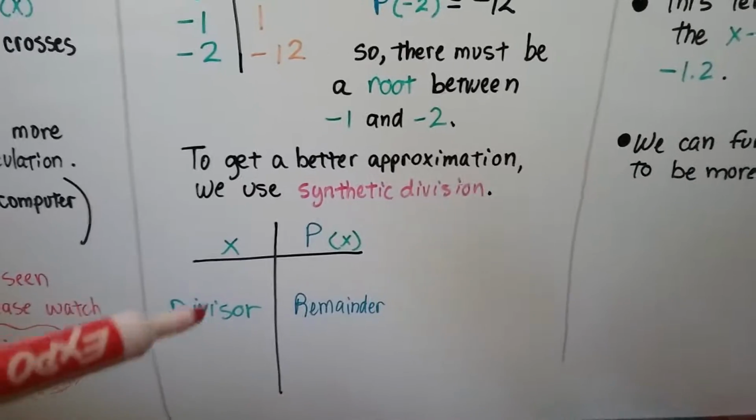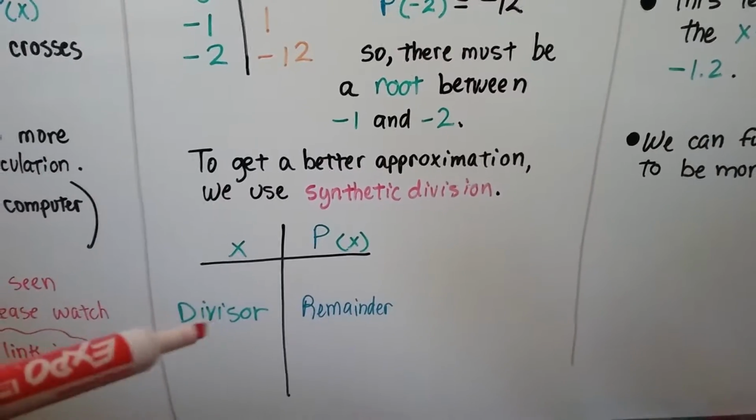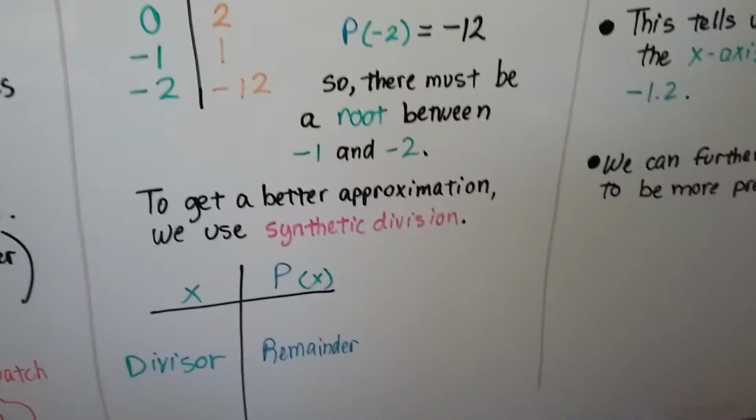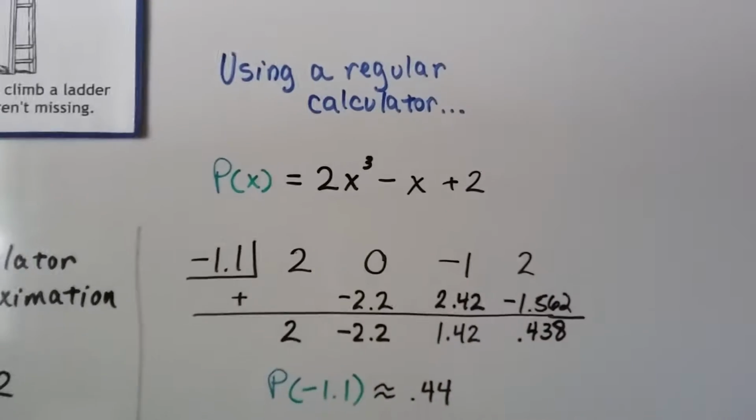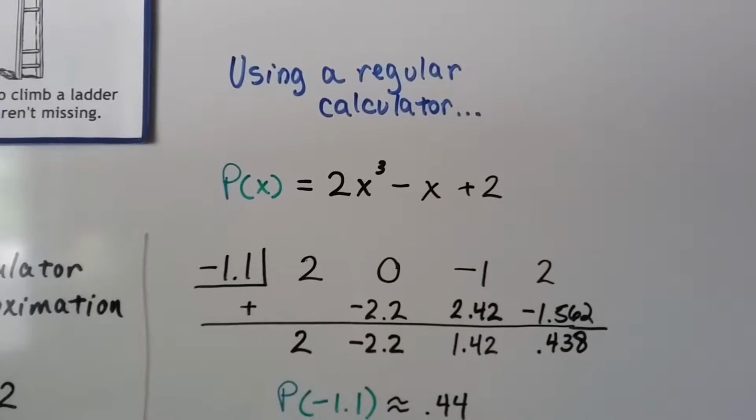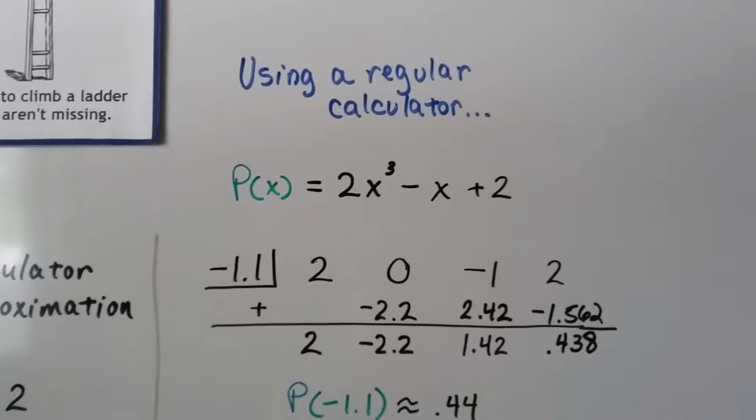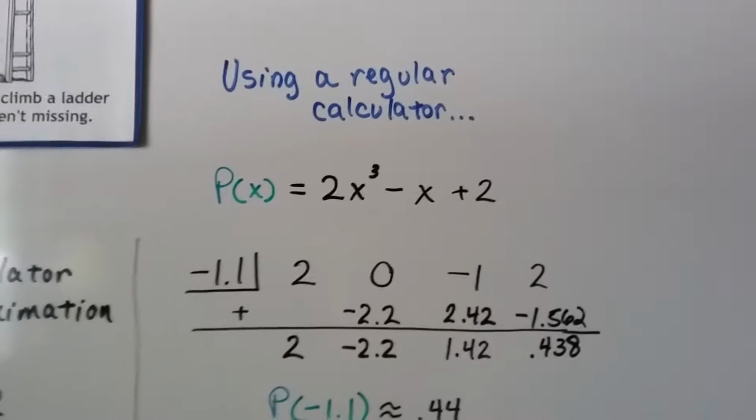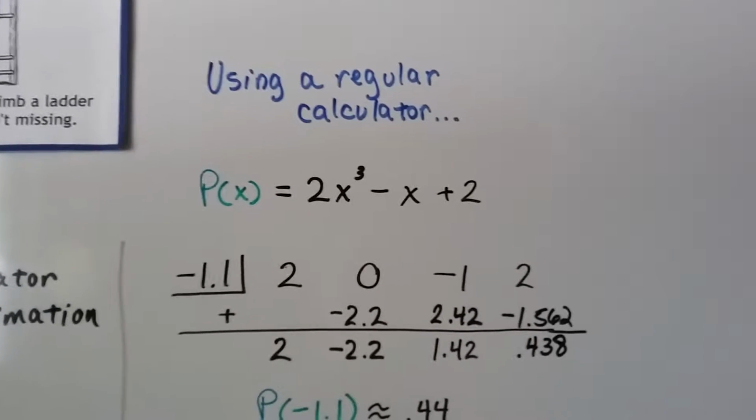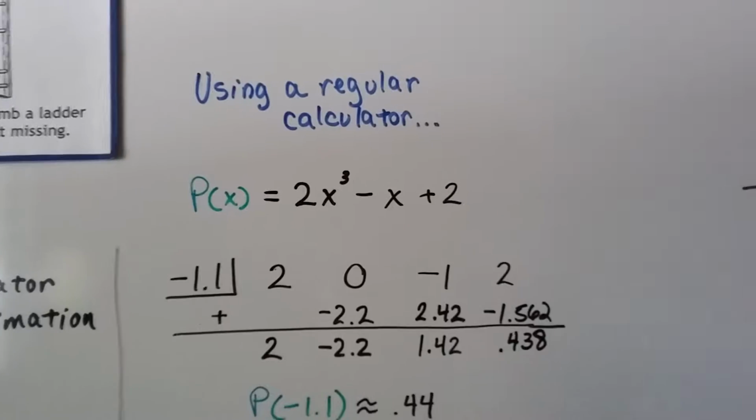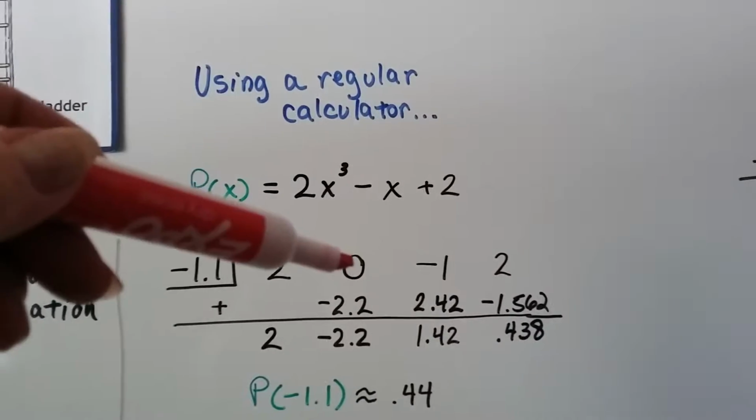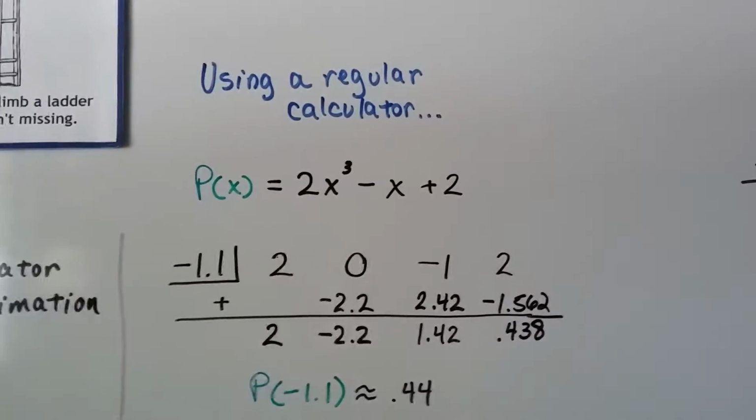What's going to happen is this is going to be the divisor in our synthetic division, and that's going to be our remainder, all right? We talked a little bit about this in the last video, so we're going to do it in a little more detail now. Just using a regular calculator, you don't need a scientific calculator for this. You could, but we're just going to use a regular one, okay? So we've got our polynomial p of x equals 2x to the third minus x plus 2. And we can see that there's no x squared, so we're going to have to put a 0 as a placeholder for that term.